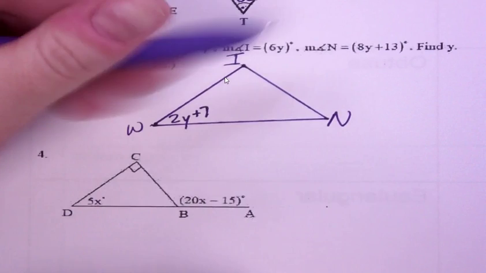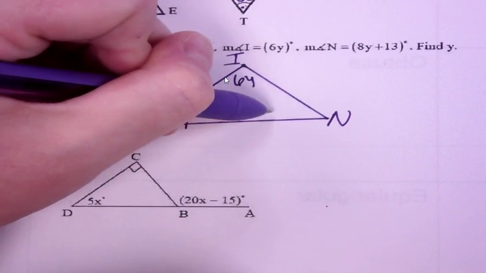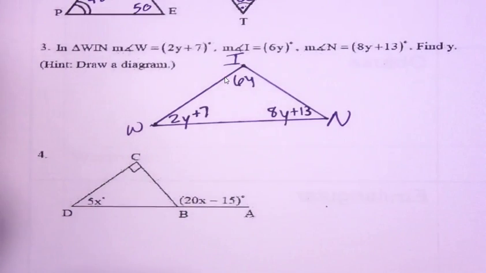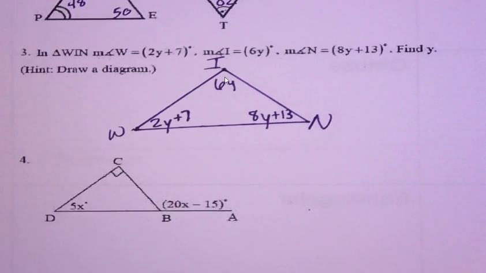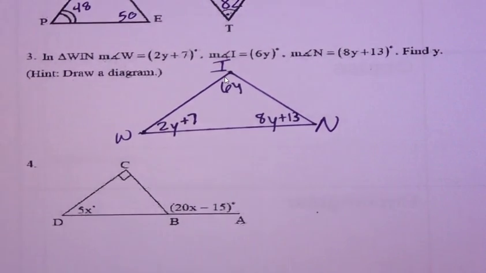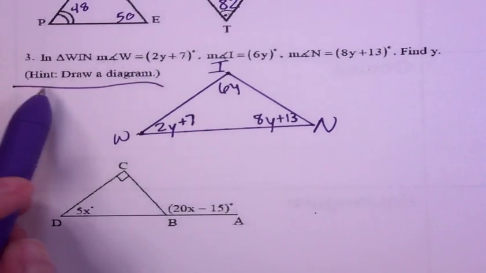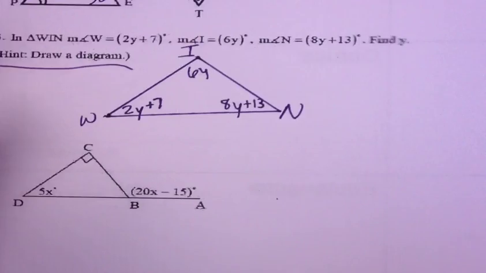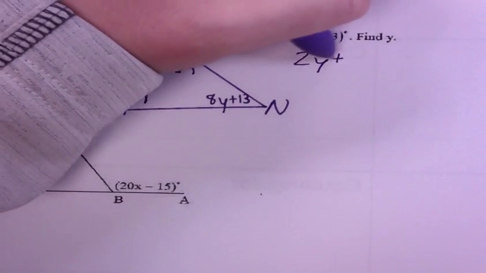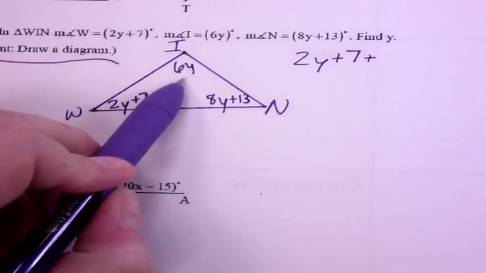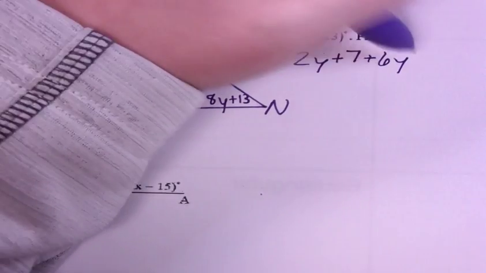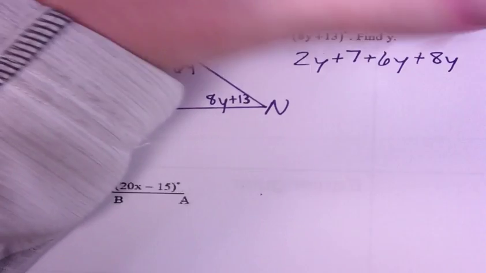2y plus 7. It says angle I is 6y. And angle N is 8y plus 13. I suggest drawing it just because it makes it a little bit easier and keeps you from messing up. But if you don't want to, you can always just realize that you have the 3 angles of the triangle. You can add them all together, set them equal to 180. It said hint, draw a diagram, so I was just trying to do that. So 2y plus 7, that's angle W. And then plus angle I, 6y.